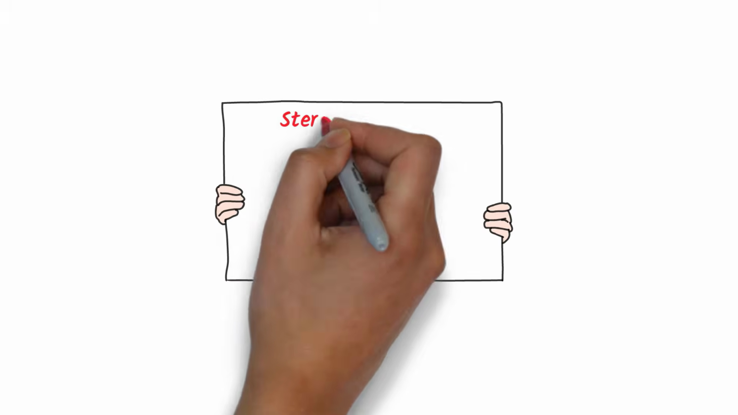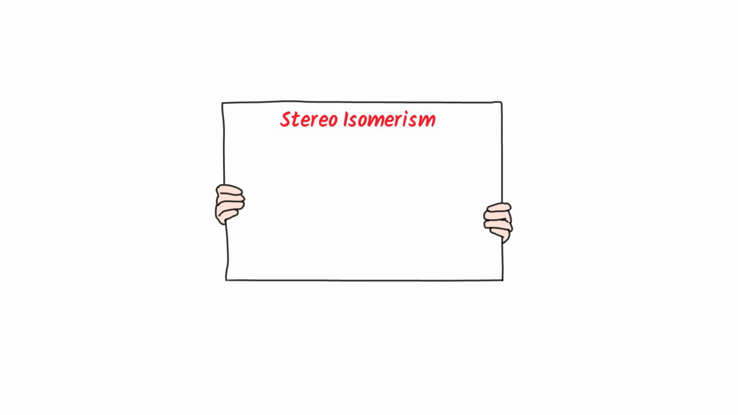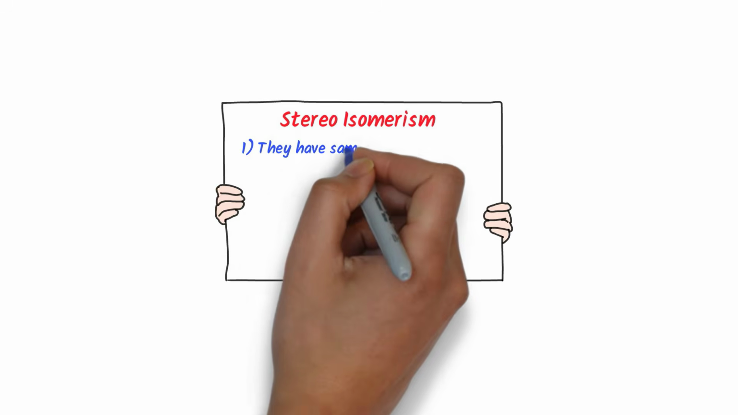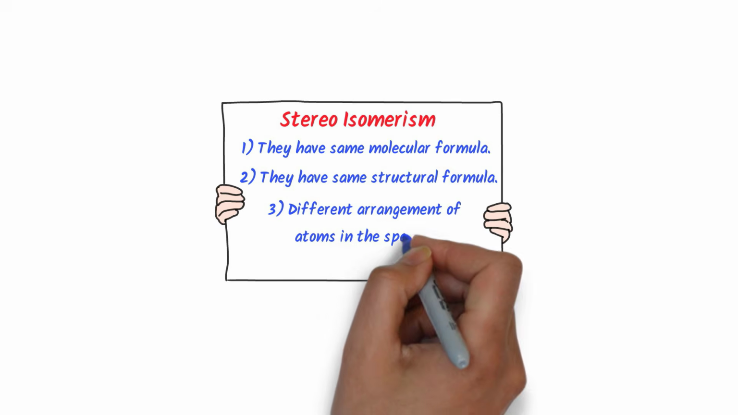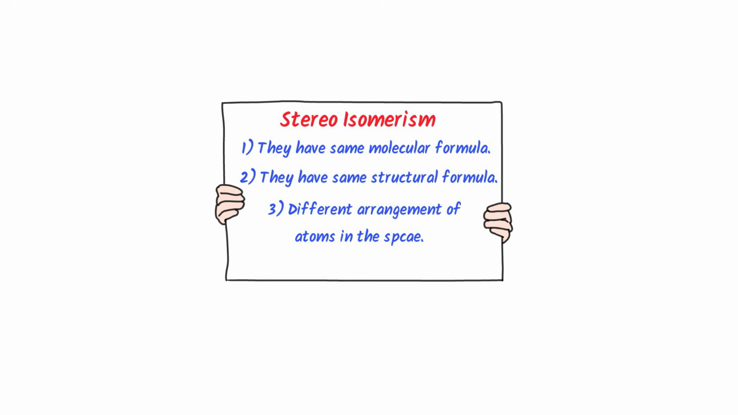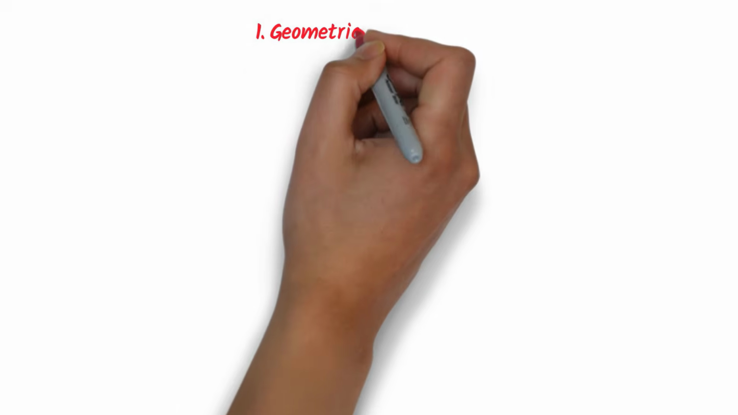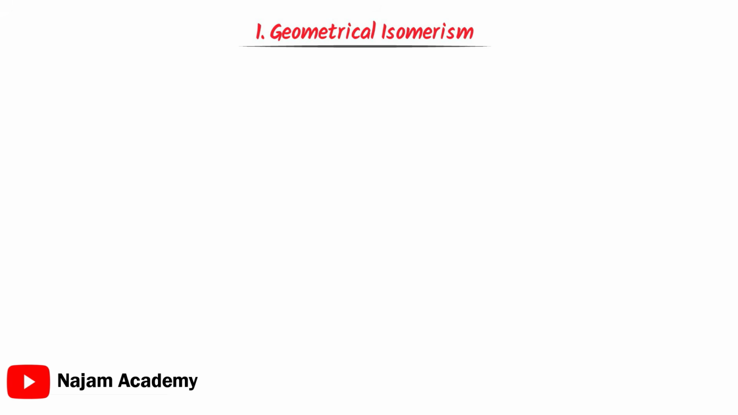Now we will learn stereoisomerism. Remember that in stereoisomerism, isomers have the same molecular formula, same structural formula, but different arrangement of atoms in space. Hence, note down this important definition of stereoisomers. Now we will learn the first type of stereoisomerism, which is geometrical isomerism.